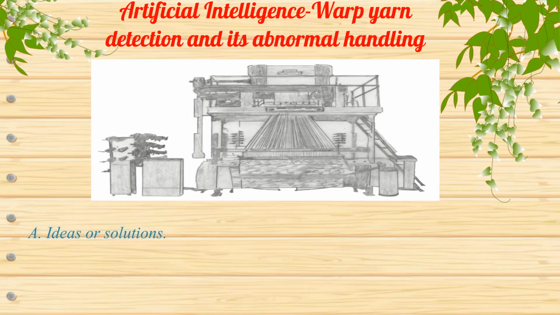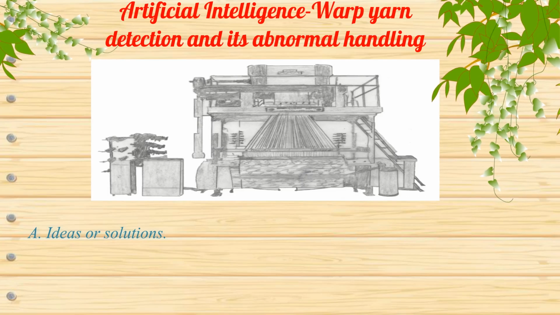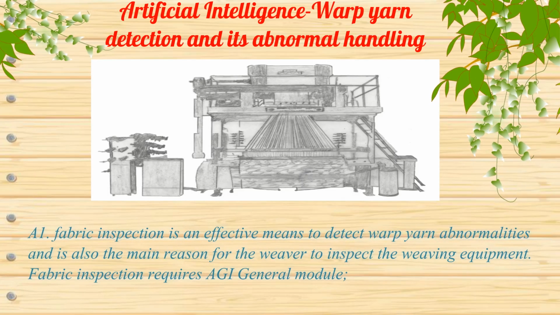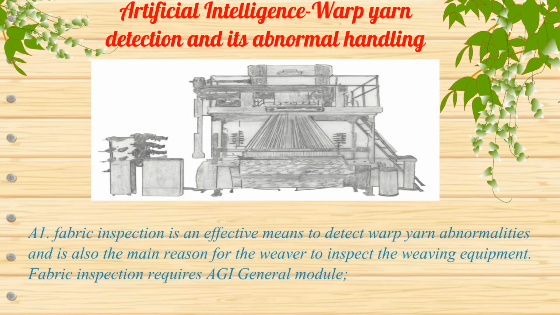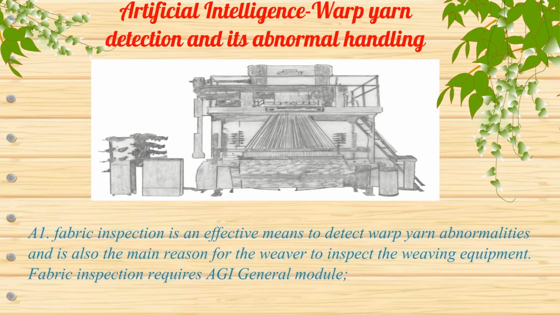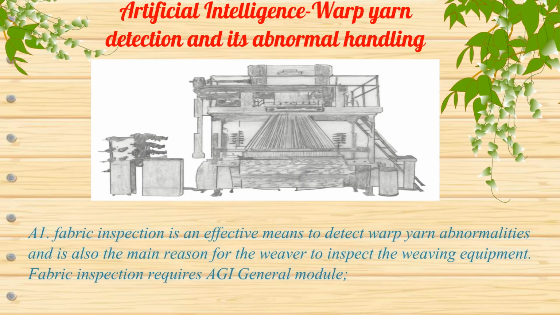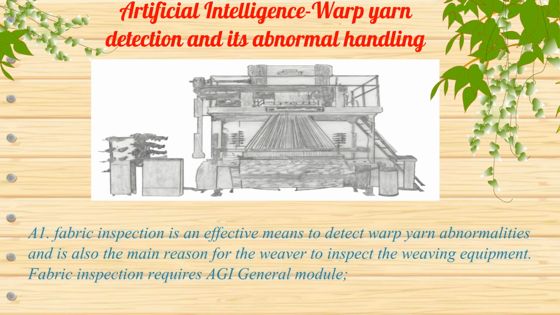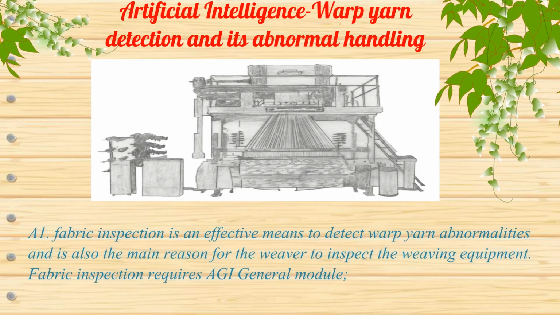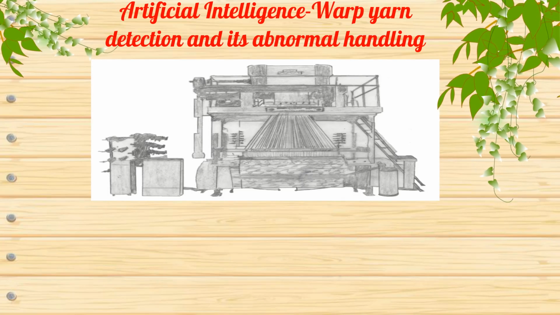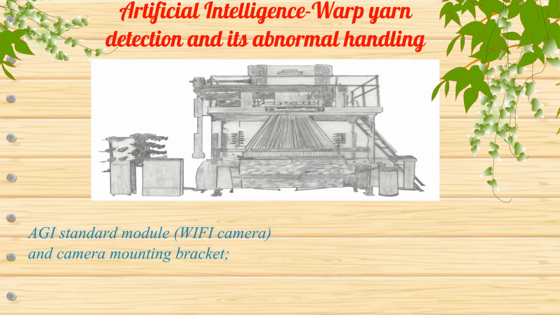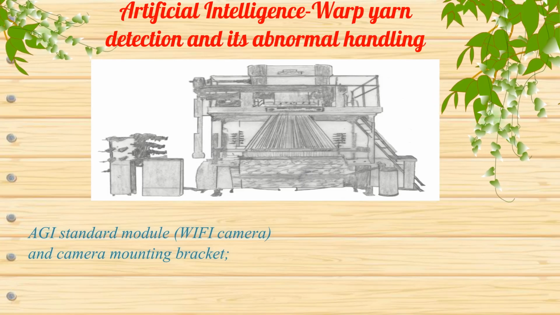A. Ideas or solutions. A1. Fabric inspection is an effective means to detect warp yarn abnormalities and is also the main reason for the weaver to inspect the weaving equipment. Fabric inspection requires a GI standard module, a Wi-Fi camera, and a camera mounting bracket.